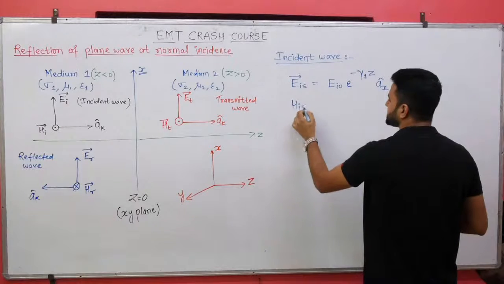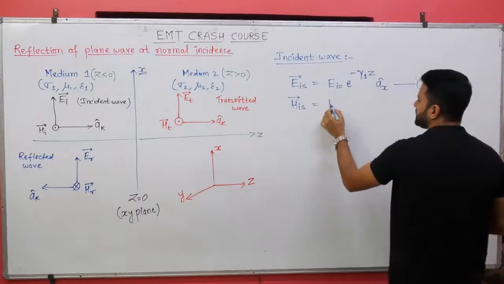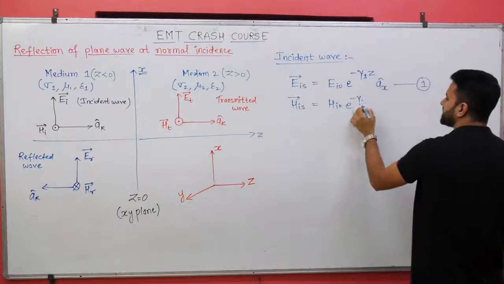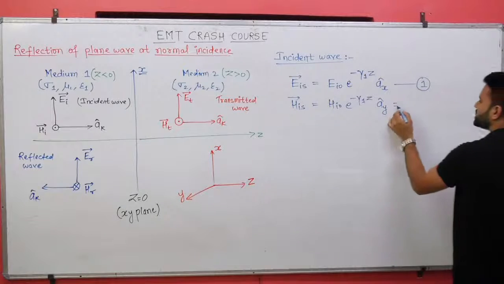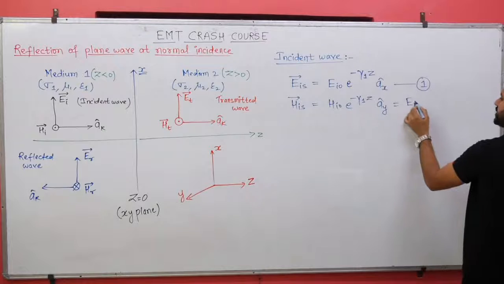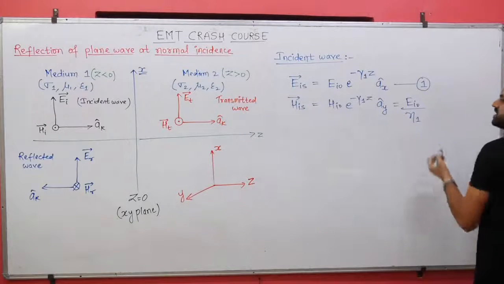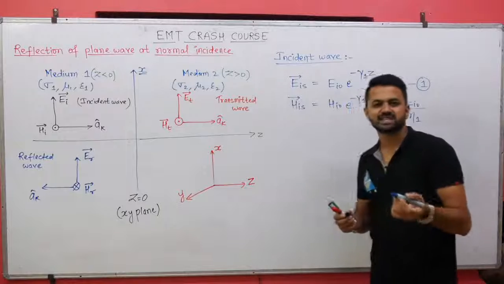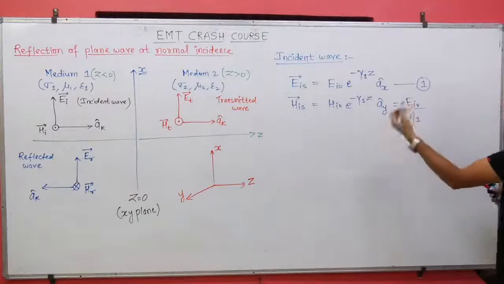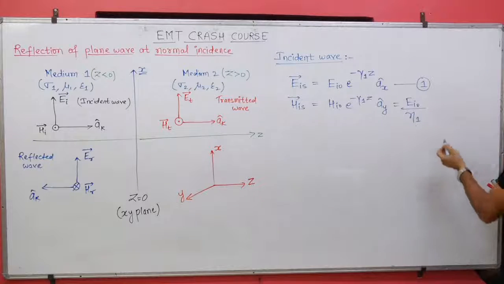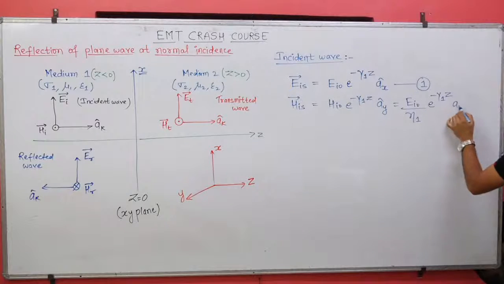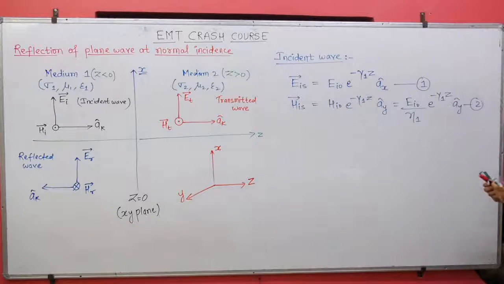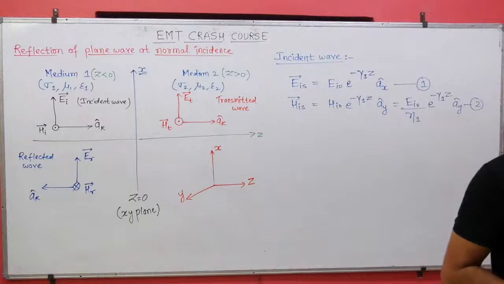Now the magnetic field HIS. This is the peak value of the magnetic field, and as the wave propagates in medium 1, it is e to the power minus gamma 1 z, and the direction of the magnetic field is AY. You can also write HI0 equal to EI0 divided by the impedance of that medium. The intrinsic impedance of medium 1 is denoted by eta 1. So E upon H is nothing but the intrinsic impedance. So EI0 upon eta 1, e to the power minus gamma 1 into z, AY cap, and put it as equation number 2. In this way we have written the two equations for the electric field and magnetic field for the incident wave.